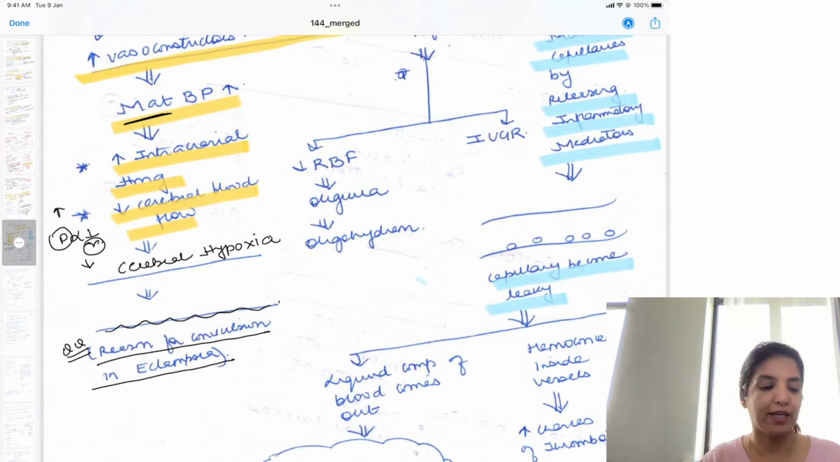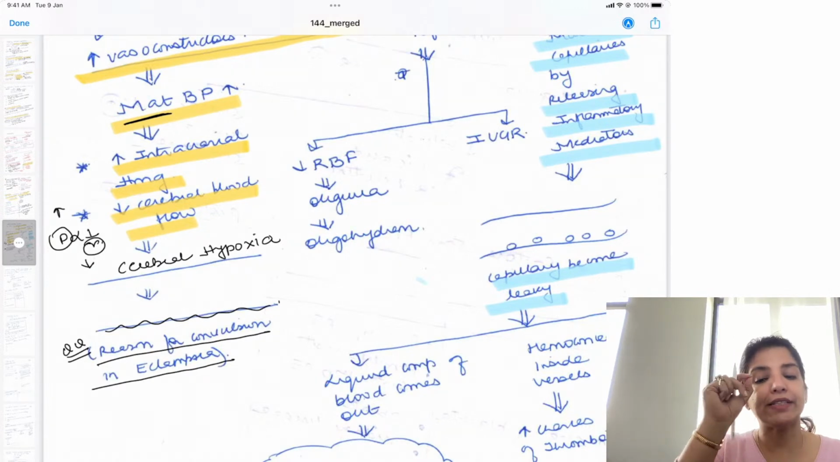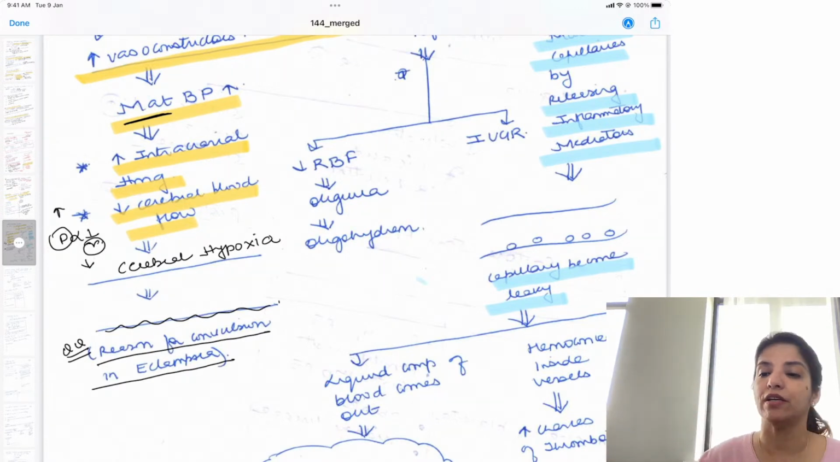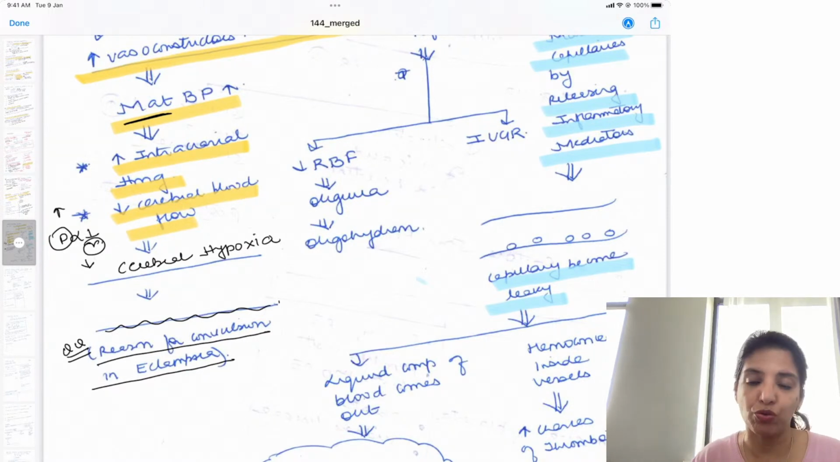Right? Now imagine there is a pipe through which water and sand particles are going. Water and sand particles are moving and you make tiny holes in that pipe. What happens? When you make tiny holes in the pipe, the water comes out. So the liquid component comes out, but the sand particles remain inside the pipe. Same thing happens in capillaries.